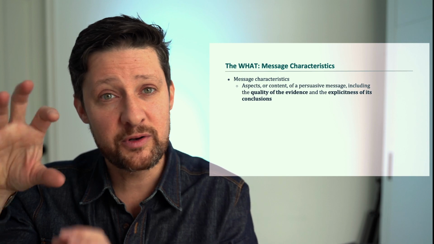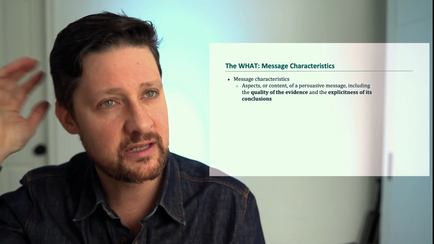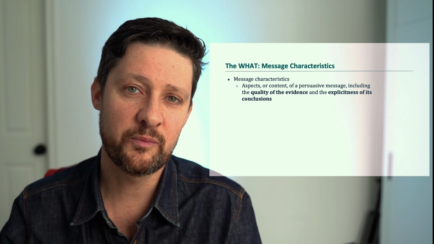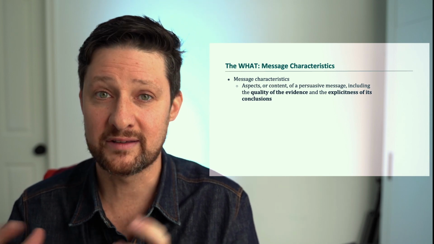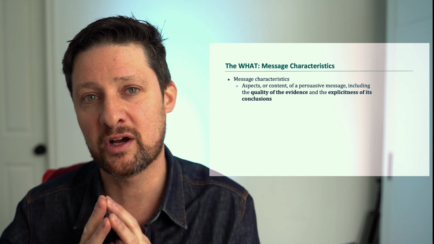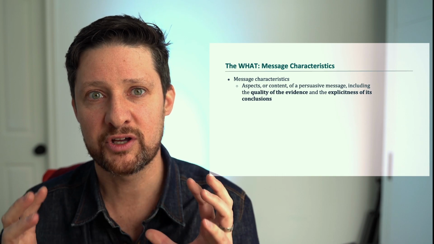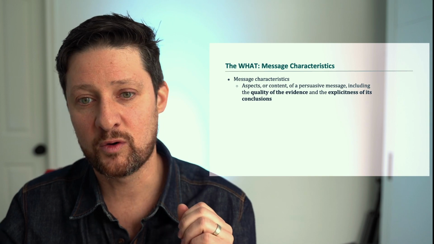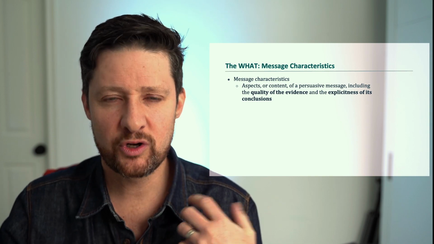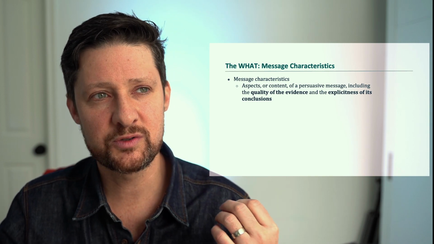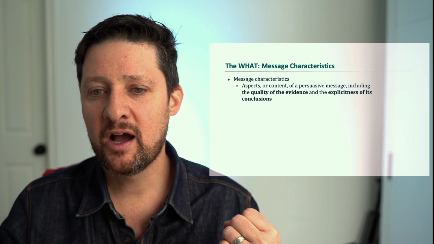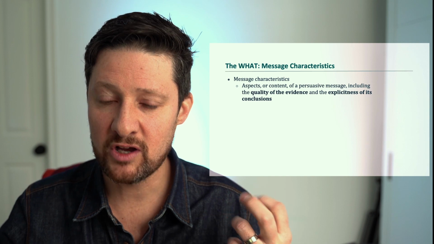Now, we talked about the who, that is, where the message is coming from. The second component of the Yale School persuasion model is the what, the content of the message. So we'll talk about the characteristics of the message itself. That's where we're going to look at the quality of the evidence, the central route, the quality of the rationale and information. We'll also talk about the explicitness of the conclusion.